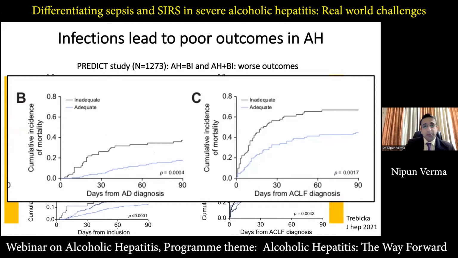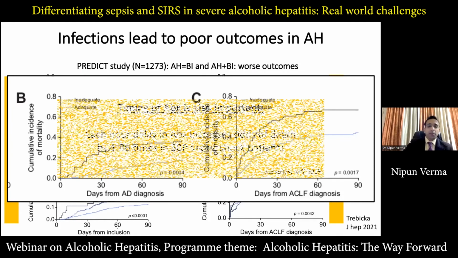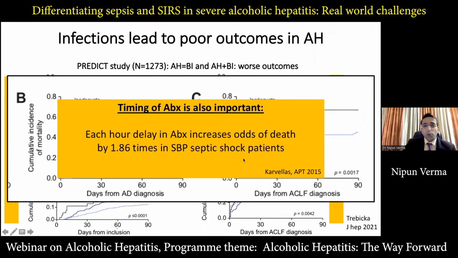Another example, not from the alcoholic hepatitis group, but from SBP in patients with cirrhosis who presented with septic shock. In this study, they showed that each hour delay in antibiotics increased the odds of death by 1.86 times. So adequate, early antibiotics in patients with infection is highly important. But how to identify this group of patients early on is the main question.